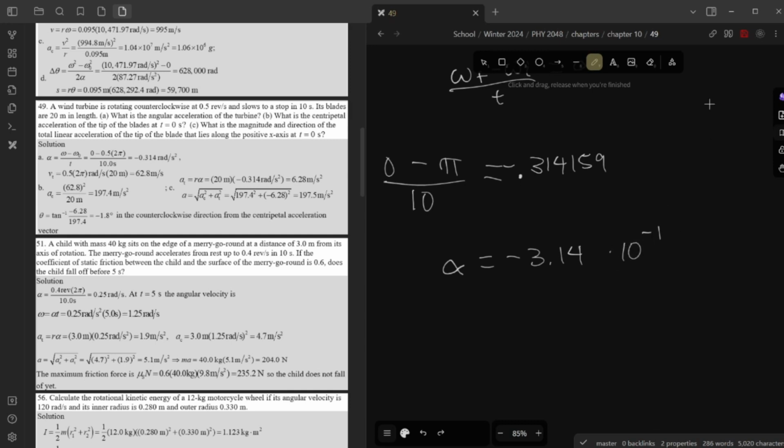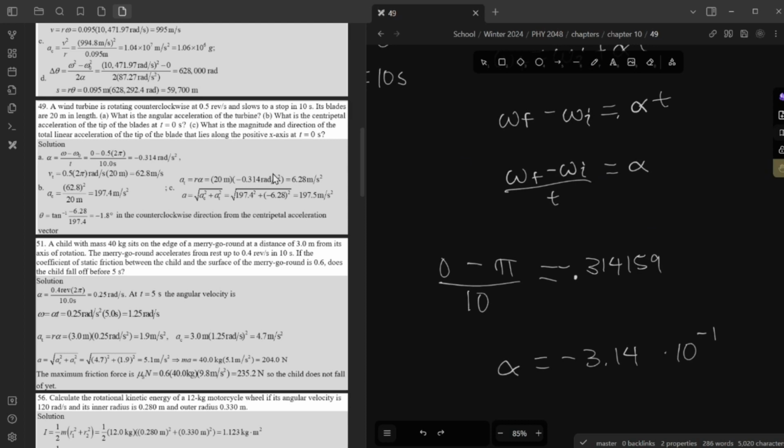10 to the negative 1, but yeah. So this is our alpha. So that's part A done. The angular acceleration, yep.